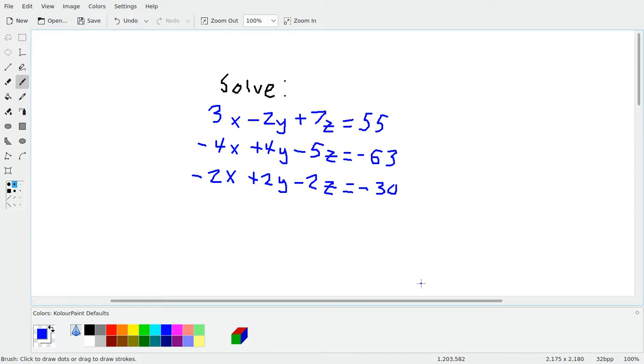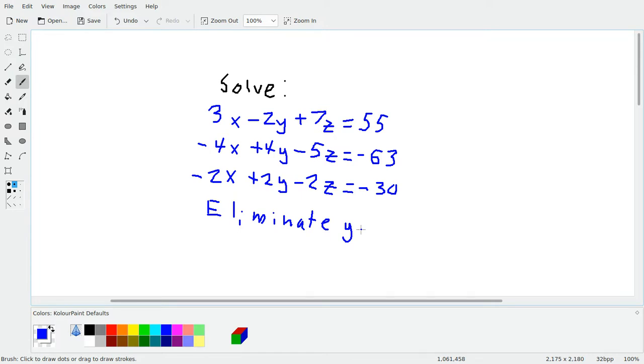To start, we need to decide which variable to eliminate. For x, notice that 2 does not go evenly into 3, neither does 4. So x is probably not a good choice to eliminate. For the y's, notice we already have a positive 2y and a negative 2y, and also 2 does go into 4, so y is probably a good choice to eliminate. Let's actually write that down. Eliminate y.